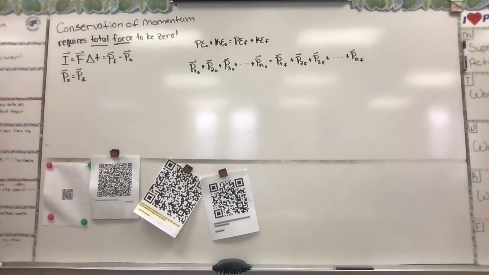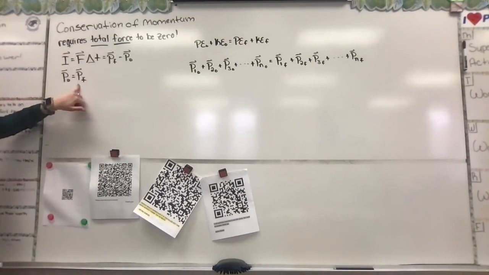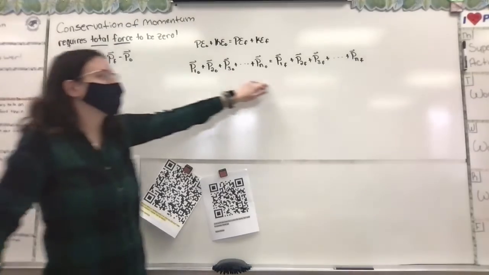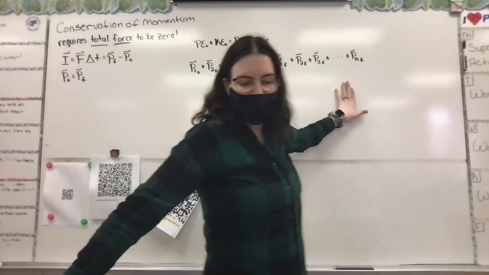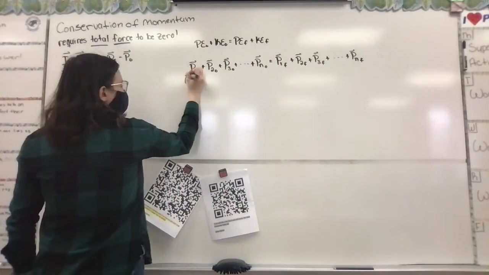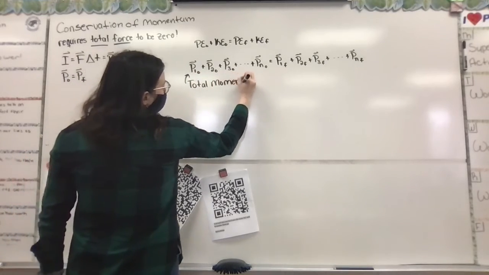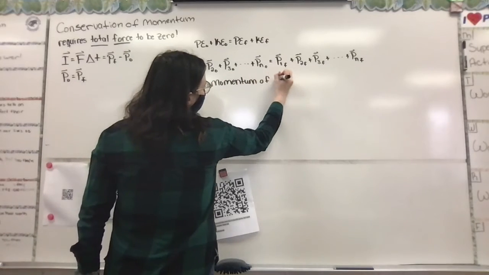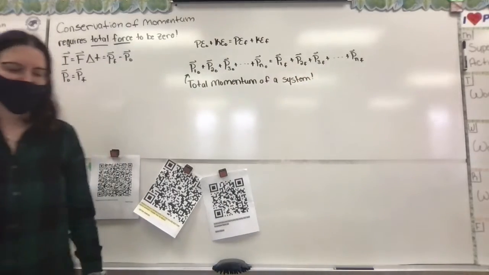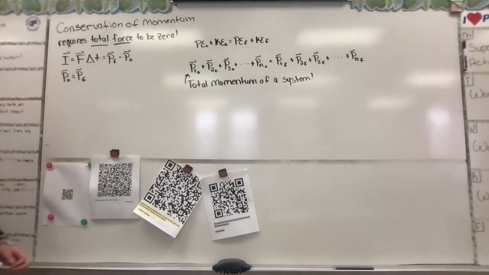Now, there's something that I want you guys to notice about this. Over here, it would just seem like it was one particle, right? When we actually do conservation of momentum, does it look like it's only one particle? No, okay? This is the total momentum of a system. It is not the momentum of each individual object.